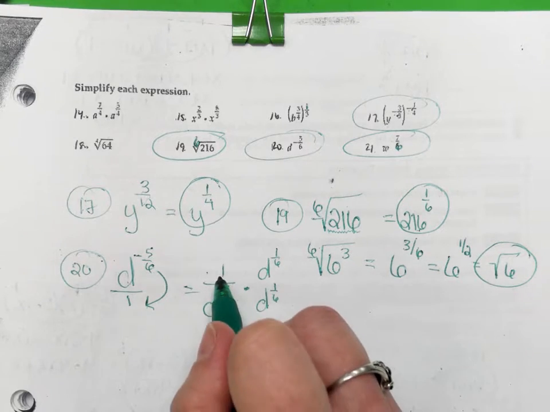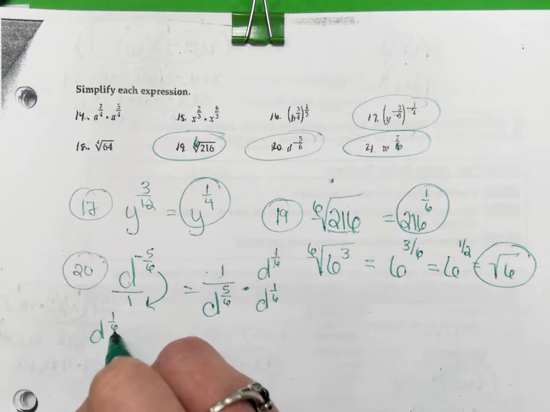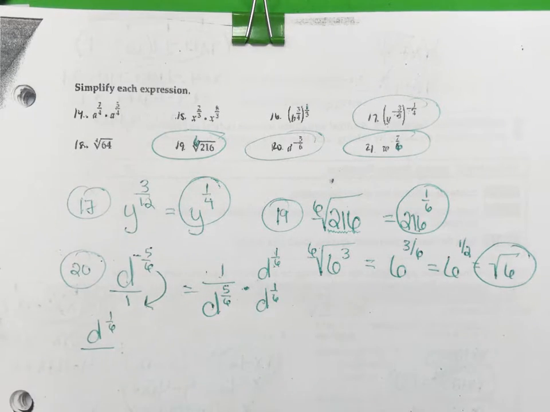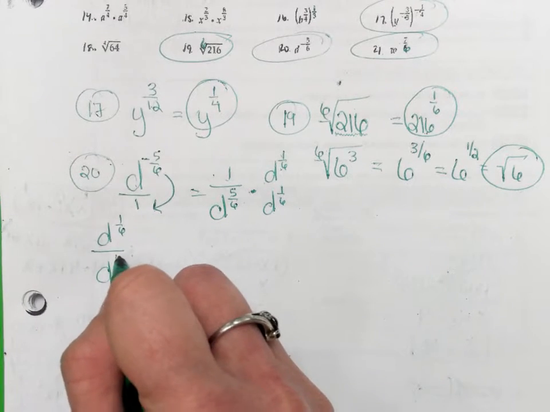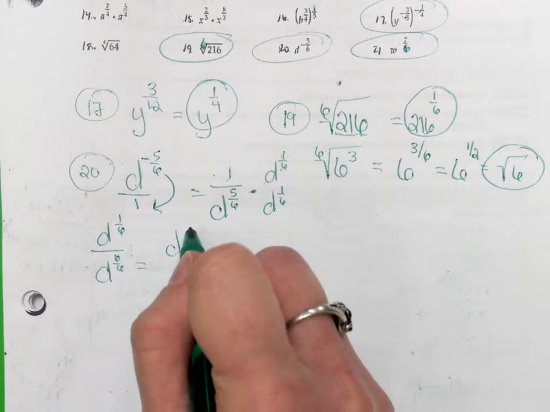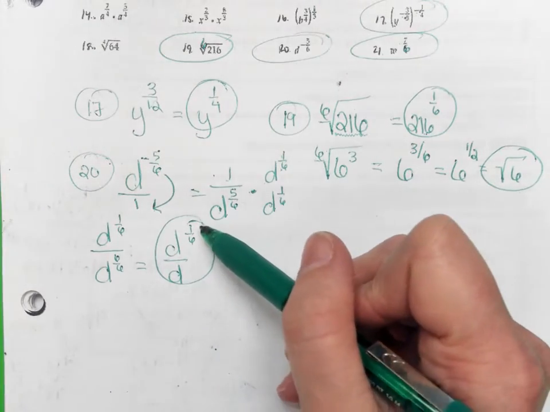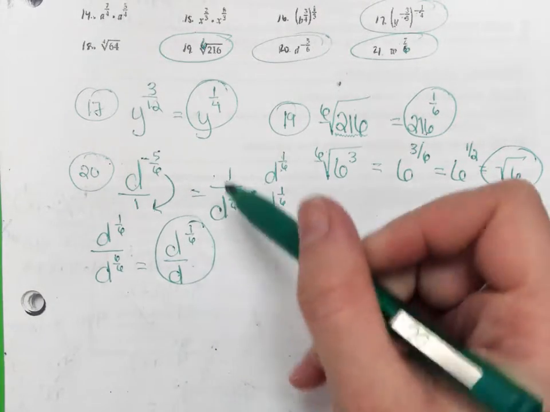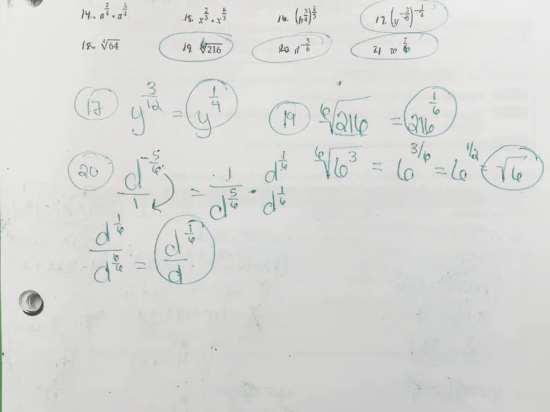So on the top, what's 1 times d to the 1/6? D to the 1/6. And on the bottom, that'd be d to the 6 over 6, which is d to the 1. Very good. And don't subtract those, because if you say 1/6 minus 1 whole, you're going to get back the negative 5/6 that you started with, and you just did all that work for nothing, okay? But that is a great way to check yourself if you wanted to.